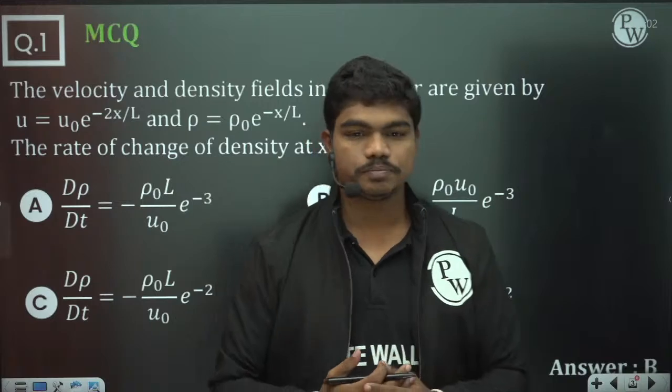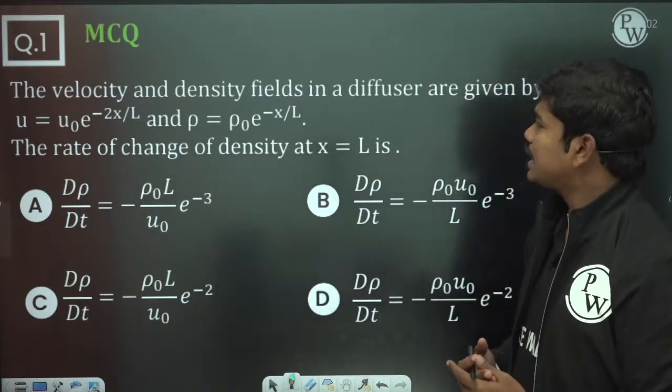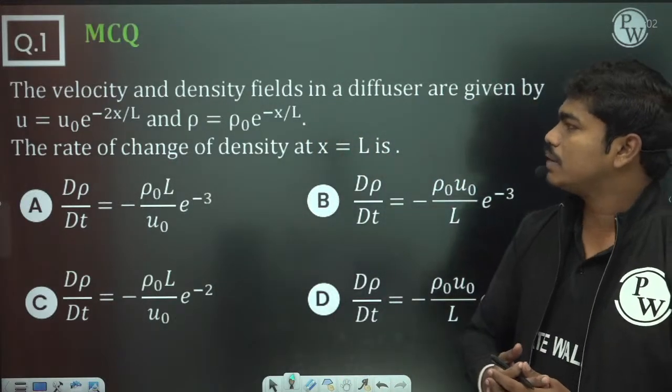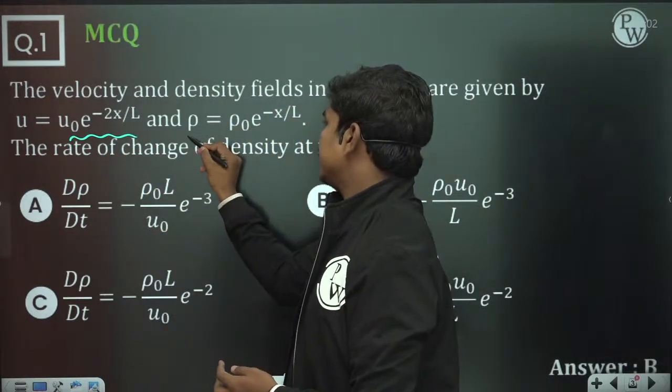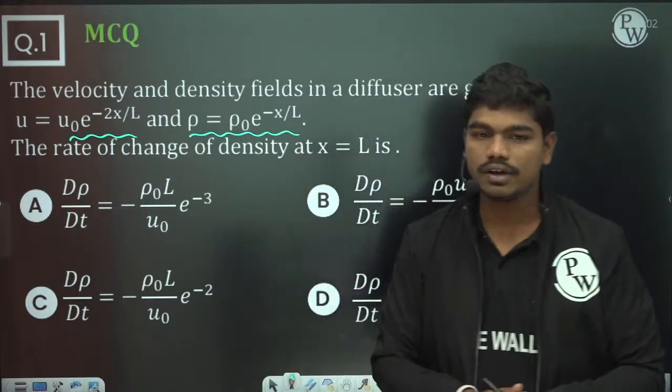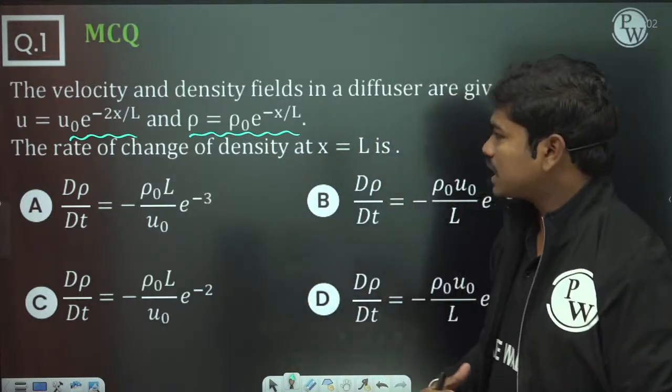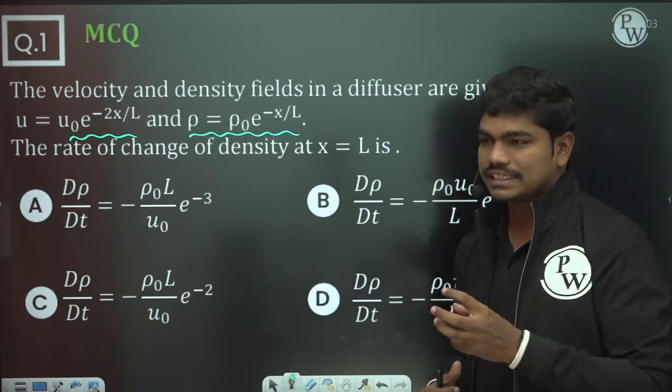So the first question is here. The velocity and density fields in a diffuser are given by U is equal to U naught times e to the power minus 2x by L, and density is equal to rho naught times e to the power minus x by L. Okay, so they are asking you the rate of change of density at x is equal to L.